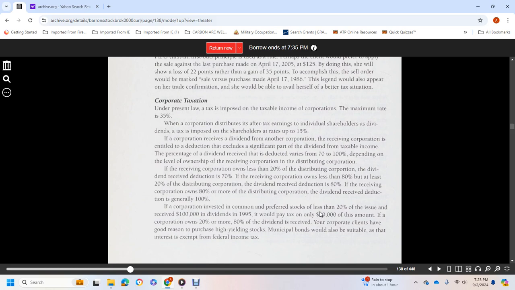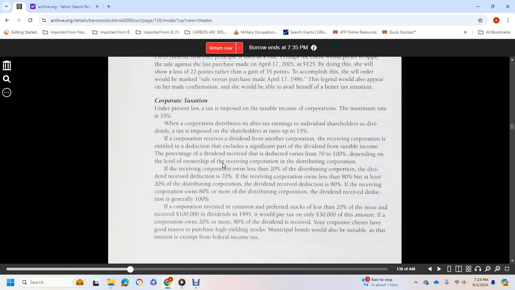Corporate taxation. Under present law, taxes are imposed on the taxable income of a corporation at a maximum rate of 35%. When the corporation distributes after-tax earnings to individual shareholders as dividends, tax is imposed at the shareholders' rate of 15%. If a corporation receives a dividend from another corporation, the receiving corporation gets a deduction excluding a significant part of the dividend from taxable income. The percentage of the dividend received that is deductible varies from 70 to 100% depending on the level of ownership of the distributing corporation.